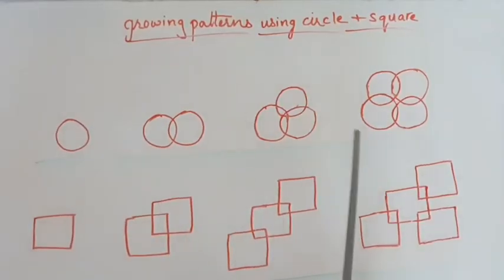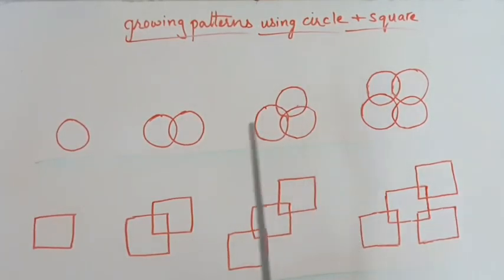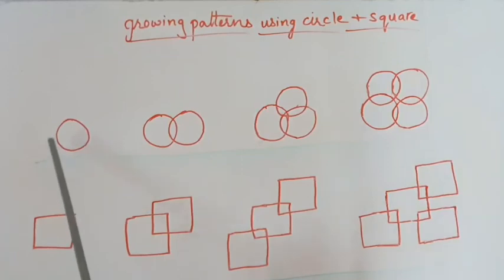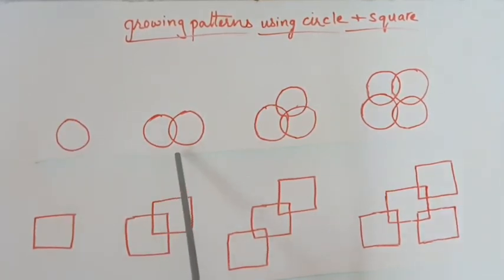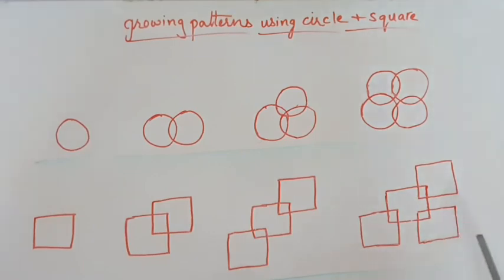Look at this pattern, children. Here is a growing pattern using circle and square. Okay, look at this circle. First one circle, then 2 circles, then 3 circles, then 4 circles, then 5 circles. It keeps on growing, it keeps on increasing. In the same way, 1 square, then 2 squares, then 3 squares, it keeps on growing, which is known as growing pattern. So it is an example of growing pattern using geometrical shapes, square and circle, isn't it?